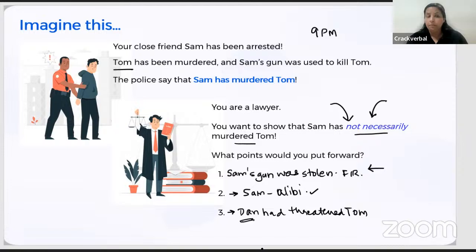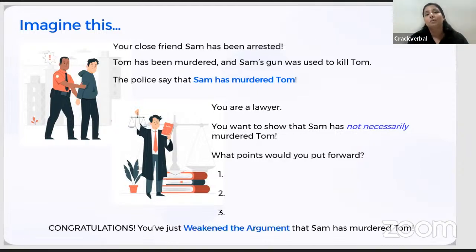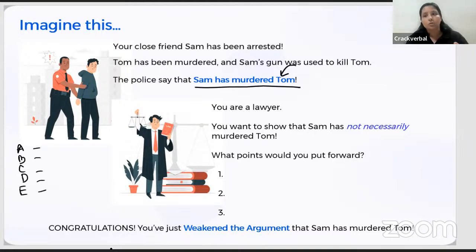Okay, I probably may not be able to prove that he hasn't, but this is going to raise some kind of doubt. Congratulations. That's exactly what weakening the argument is all about. Where you are looking at information from the outside, there'll be 5 pieces of information given to you. That is, assumptions that are going to be given to you. You have to see which one of these pieces of information help you show that whatever has been concluded, this is the argument, this is the conclusion, is not necessarily true.